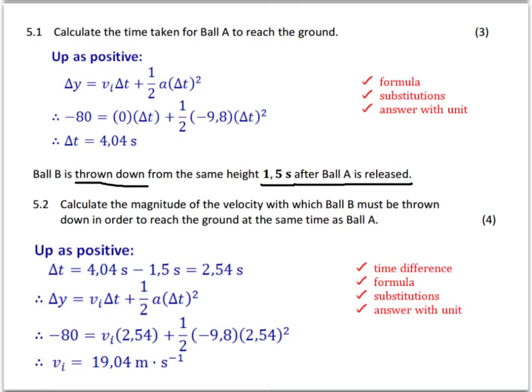When you actually do this calculation, you'll find that it's negative 19.04 meters per second, and that's consistent with choosing up as your positive direction, which tells you that a negative initial velocity must be pointing down, which makes sense. The object needed to be thrown down in order to be able to catch up with object A. The question asked for the magnitude of velocity, which is why we would just leave this as 19.04 meters per second without the negative sign.